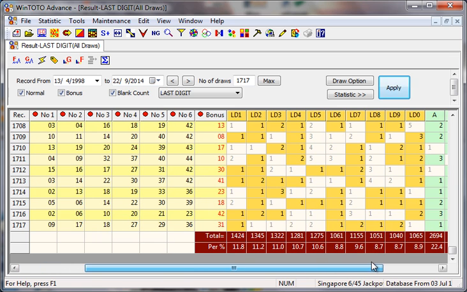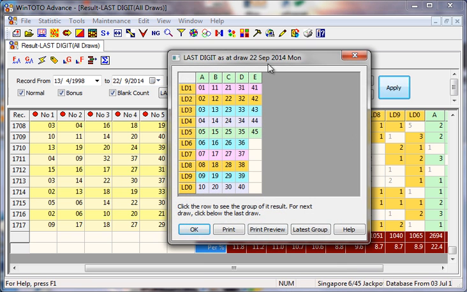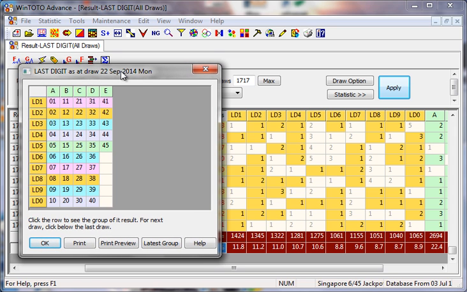Now when we come to last digit, it's very interesting. Let's take a look at last digit. Let me give a little bit of explanation of what I mean by last digit. When we talk about last digit, we are referring to the last numeric number. If it's LD1, the last digit is 1. That's how we have 1, 11, 21, 31, and 41.